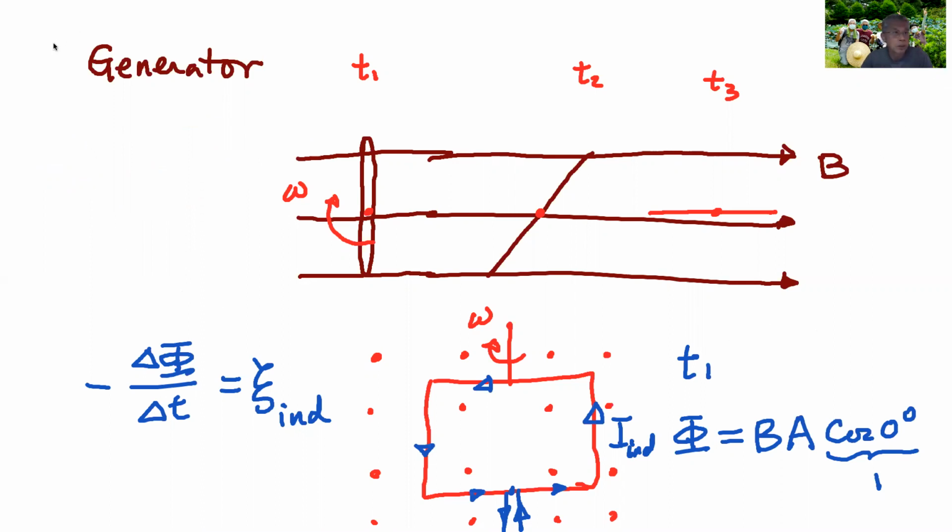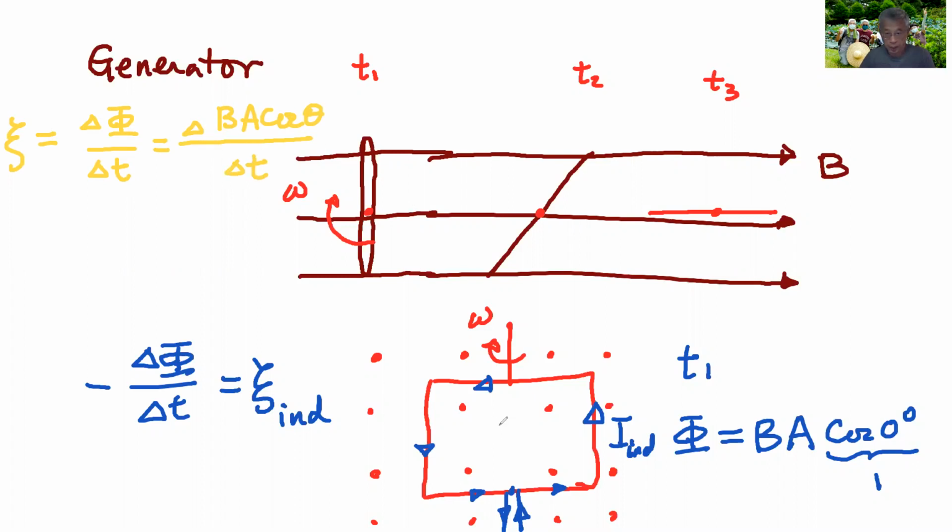Let's see. All right. So we're trying to derive the epsilon, right? So epsilon is equal to delta phi over delta t. I'm dropping that negative sign for now. Okay. We can add it on later. And that's equal to delta BA cosine theta, right? And then over delta t, okay?